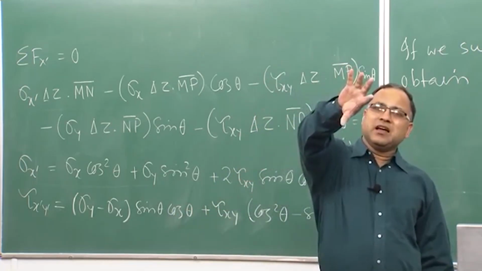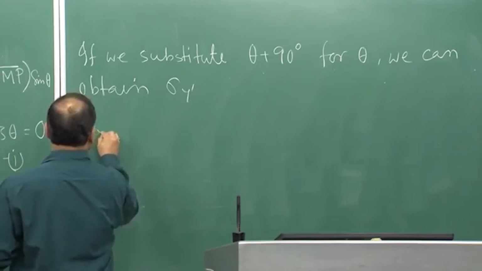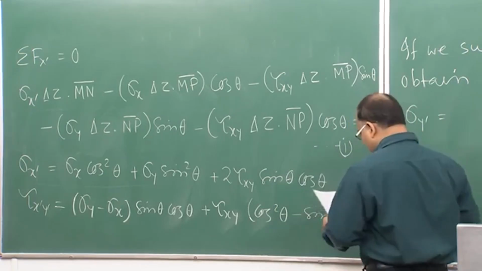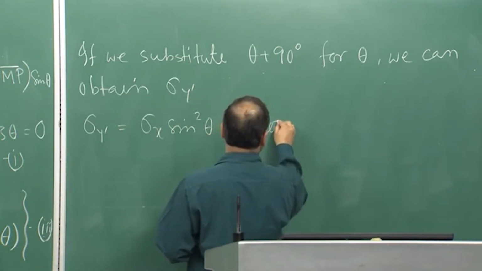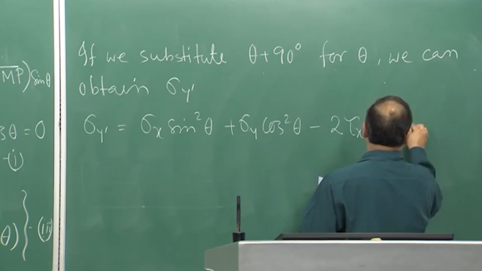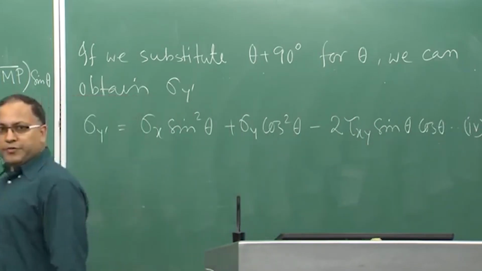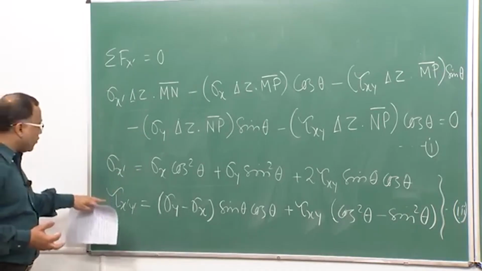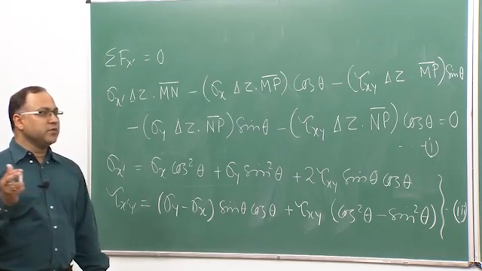What I am doing is just rotating the coordinate system to find the normal stress component sigma y prime. By putting theta plus 90 degree in place of theta in the first equation of equation 3, I will get sigma y prime equal to sigma x sin square theta plus sigma y cos square theta minus 2 tau xy sin theta cos theta. Let us call this equation 4. So, virtually our objective is fulfilled. We have got all 3 unknown stress components, sigma x prime, sigma y prime and tau x prime y prime, in terms of the known stress components sigma x, sigma y and tau xy, and the orientation of the arbitrary coordinate system, that is theta.